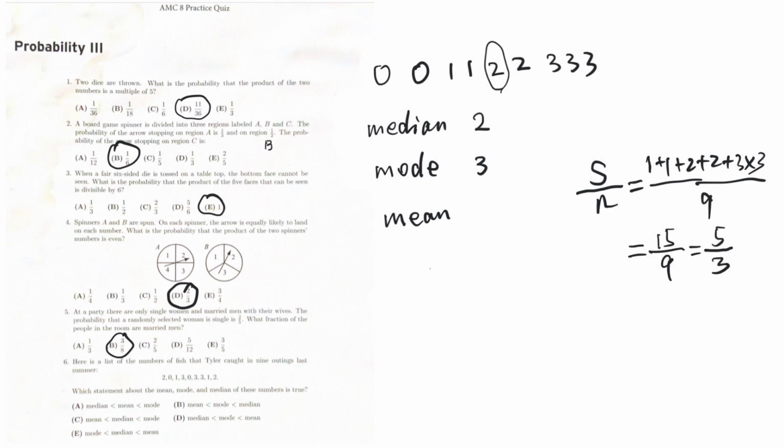5 over 3. So now they ask which statement is true. The smallest is the mean. So the mean here, only B and C. The median is the second. This one is wrong. And then the last, the biggest is the mode. So the answer is C.